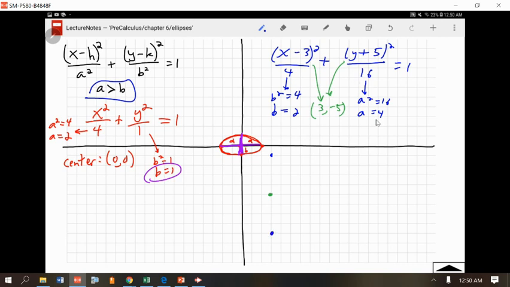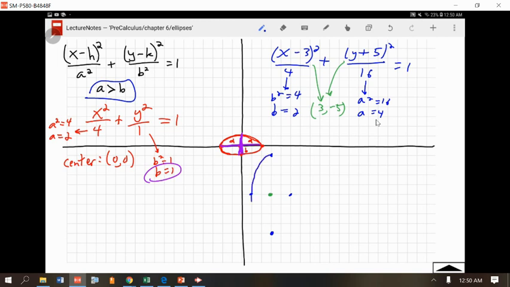Since a squared is the bigger number, 16, and the bigger number is with y, that affects the vertical change. The major axis is vertical because the bigger number is with y. And then b is 2. So from the center, you go over 2 to the left, over 2 to the right.